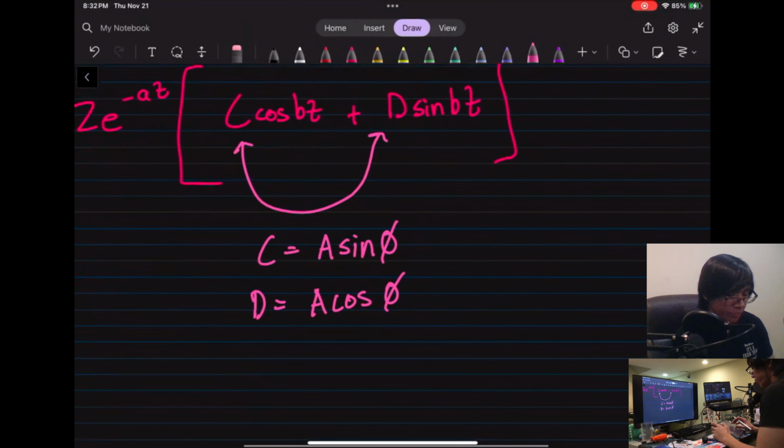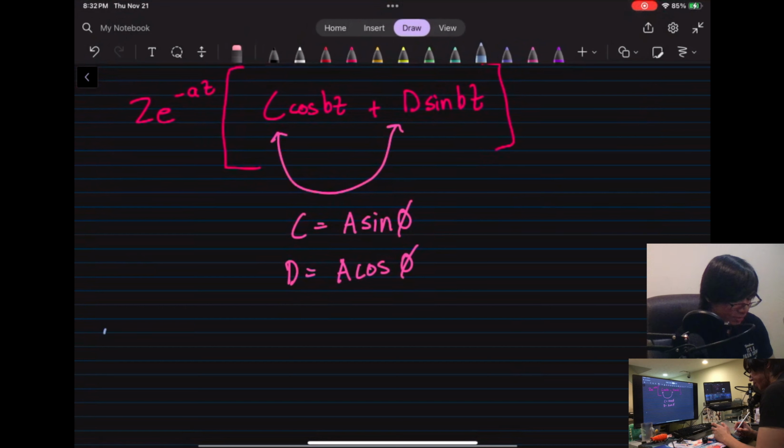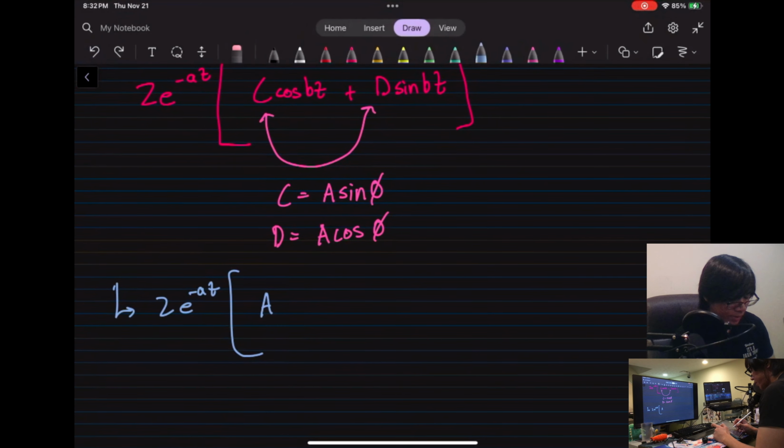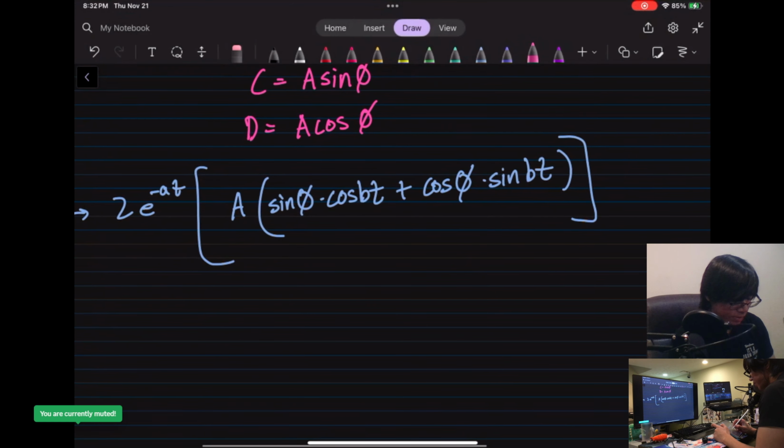So now we plug those in. 2e to the negative at, just to be extremely explicit here. I'll factor out this A, and then we have sine phi times cosine bt plus cosine phi sine bt. And this is actually a trig identity that we've seen. This is sine of a plus b, equal to exactly what we have up here.